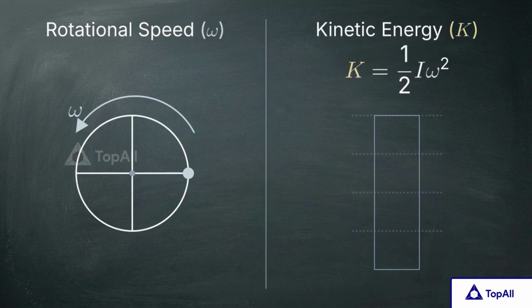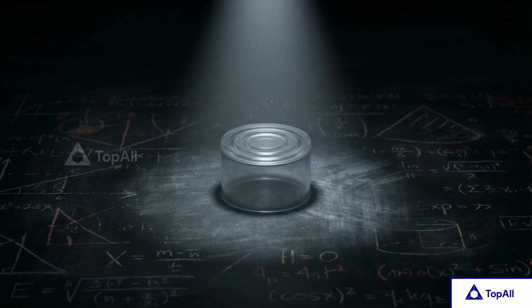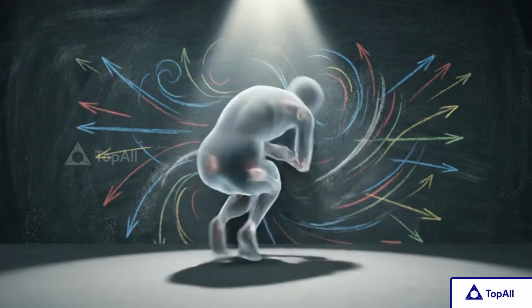This raises one final question. As the rotational speed increases, the total kinetic energy of the rotating body also increases. So where does that extra energy come from if the system is closed? The answer lies inside the person spinning.